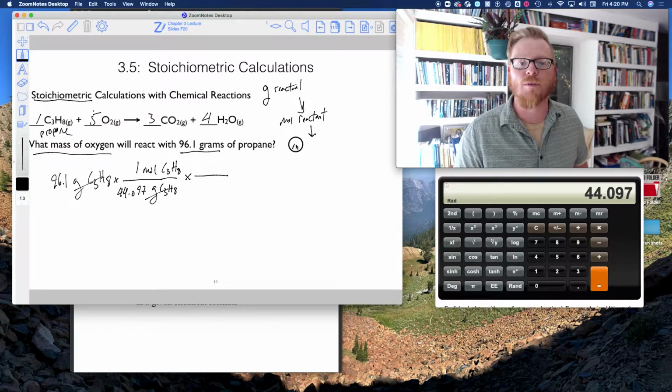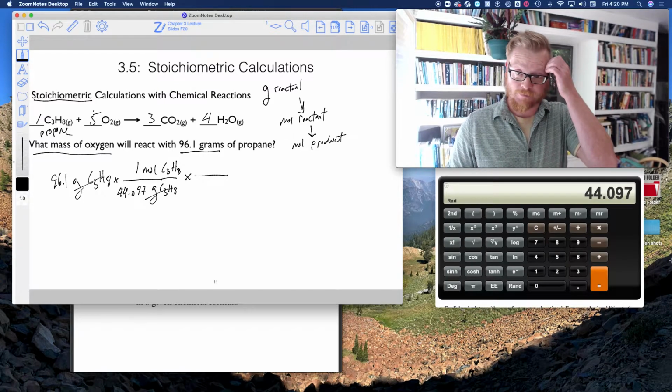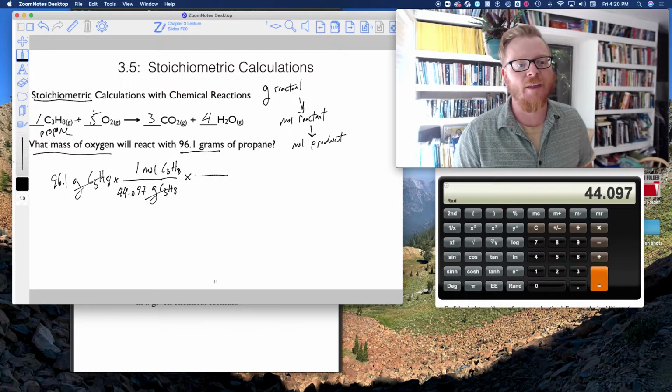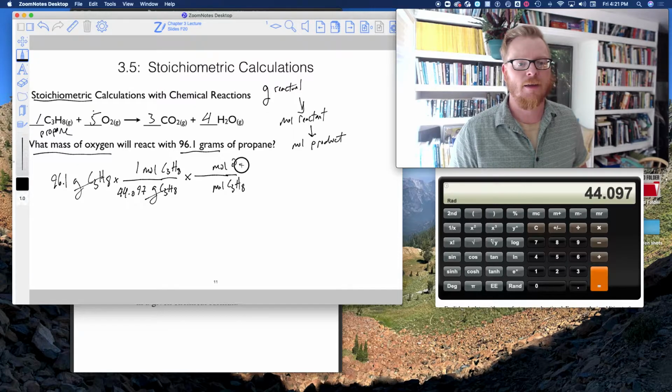Now I want to go from moles of reactants to moles of product. How do I do that? That's a little bit trickier. Okay, so again, the reaction tells me for every 1 mole of propane, I need 5 moles of oxygen. So remember, I still have to do the right order of units, down, up, down, up. So I want to cancel mole of propane. I want to convert moles of propane into moles of oxygen. Convert moles of reactant into moles of product. Okay, so I'm going to convert mole of C3H8 into mole of O2.